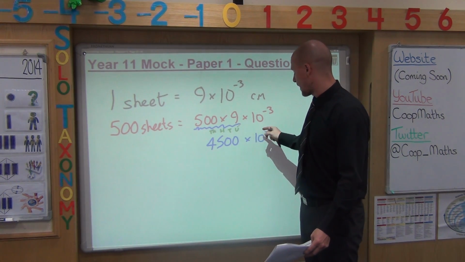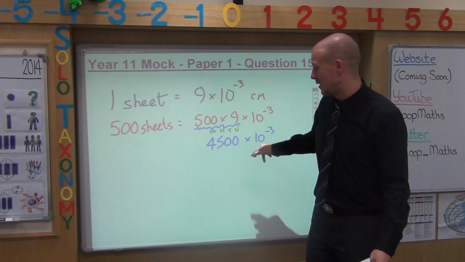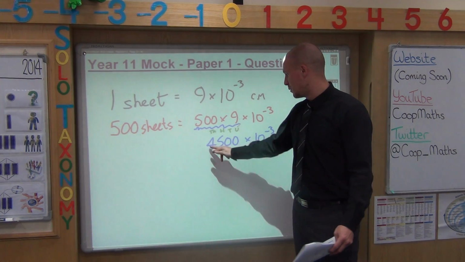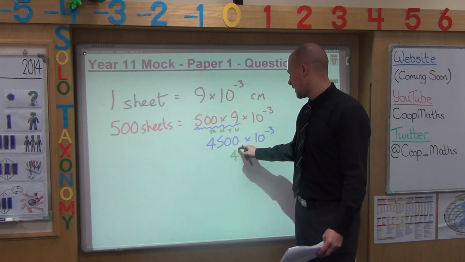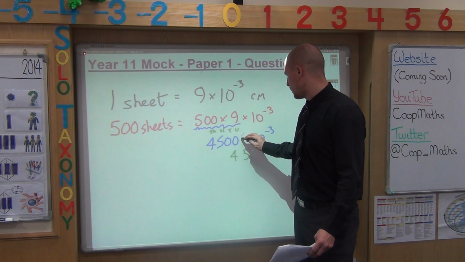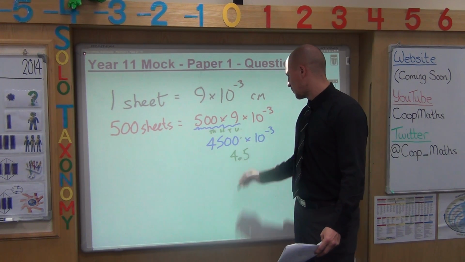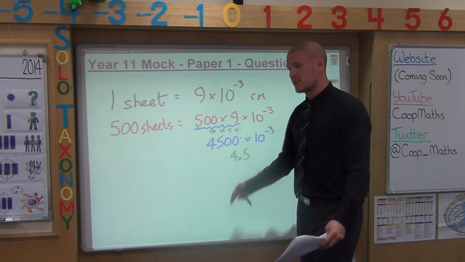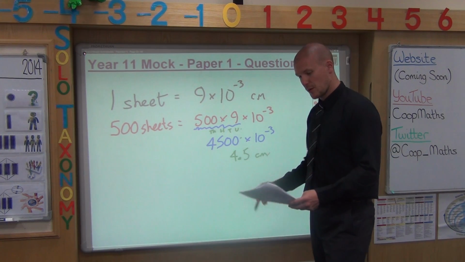So you're getting smaller because you're multiplying by 10 with a negative power. 3 is how many places it's going to move, so that 4 will jump down to the units column. That 5 was to the right of the 4, it still is, but because there's a decimal point there after the units, you put a decimal point there. The zeros that come after I don't need to write. 4.5 centimeters is how thick they are.